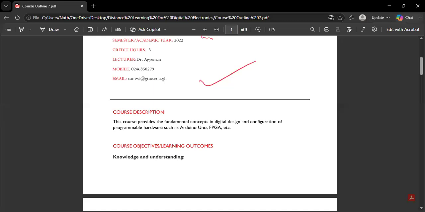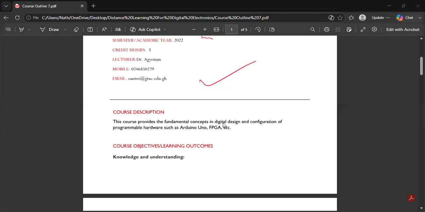So we'll look at the course description. This course will introduce you guys to how digital systems work, right? Currently, our systems are moving from analog towards digital. Almost every modern electronic device, such as computers, calculators, phones, even traffic lights, digital clocks, and microcontrollers, operates using digital signals, right?